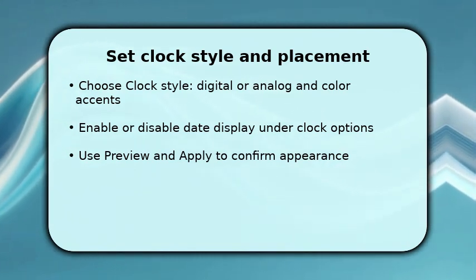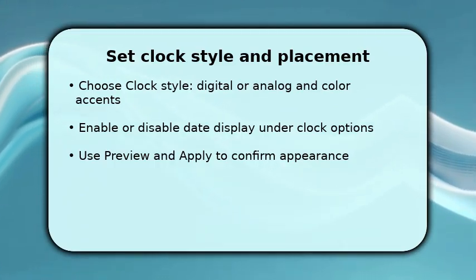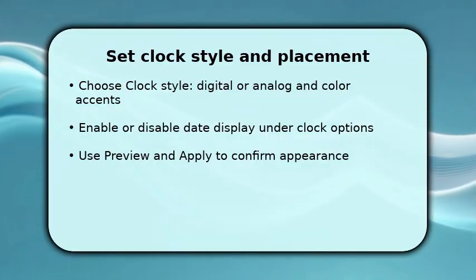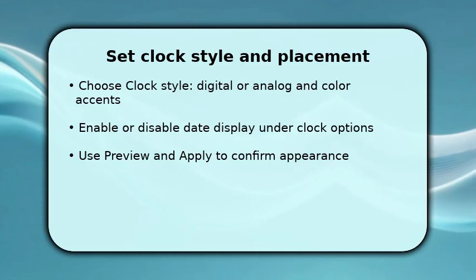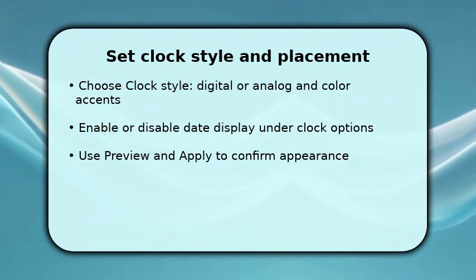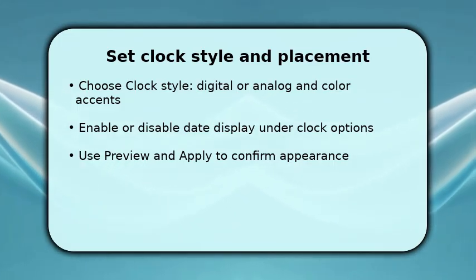Once done, enable the date toggle if you want day and month under the time. This is often a separate option labeled Show Date. Make sure to preview on the sample lock screen or Always on Display, then tap Apply or Save. Doing this ensures the phone shows both time and date consistently across lock and Always on screens.